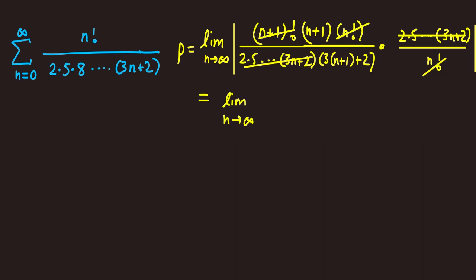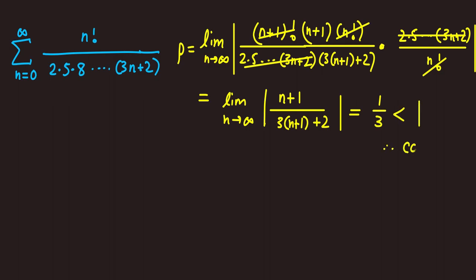So if we rewrite it, it's just going to be n plus 1 over 3 times n plus 1 plus 2. If we take the limit of that as n goes to infinity using previous calculus techniques, you'll see that it's 1/3, and that's less than 1, so we get convergence. In fact, we get absolute convergence.